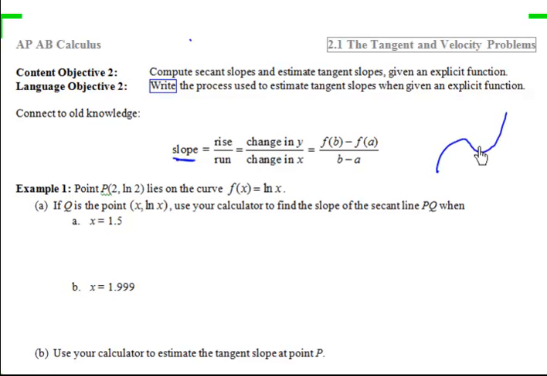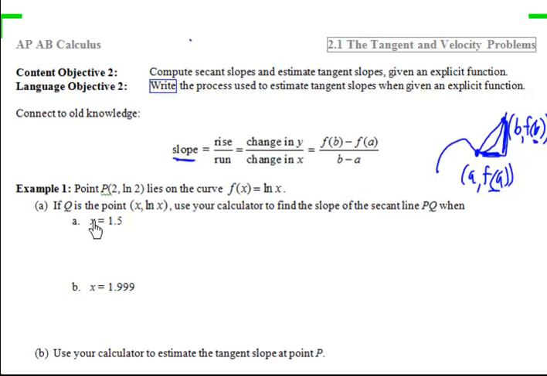So graphically, if we have 2 points, a, f of a and b, f of b, we can talk about the slope between those 2 points by looking at the rise, which is the change in the y coordinates, or y coordinate f of b minus the y coordinate f of a. That goes on top here. And then we'll divide by the run, which is the change in the x coordinates, which would be b minus a.